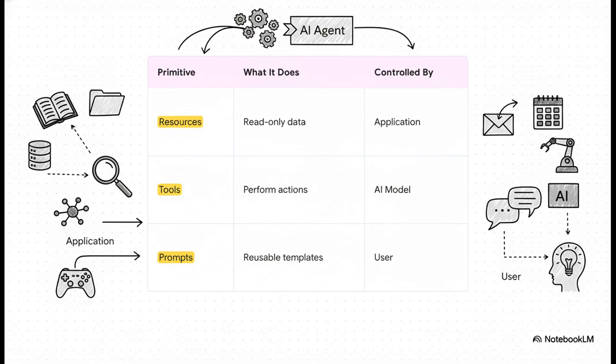The crucial part is that the application is in control here. Then you have tools. These are for taking actions that change things, like sending an email. And here, the AI model is in the driver's seat. And finally, there are prompts. These are basically reusable templates that let you guide the AI, and they are controlled by you, the user. This separation of who controls what is just a brilliant piece of design.